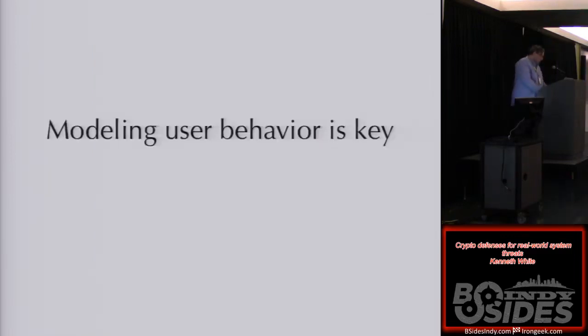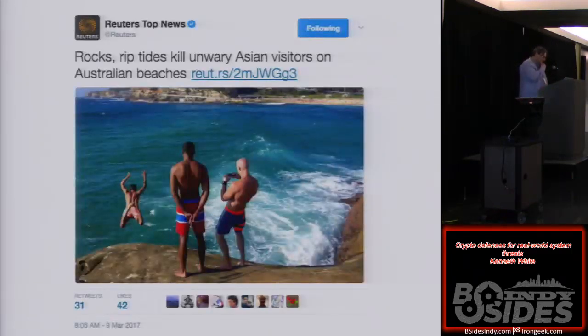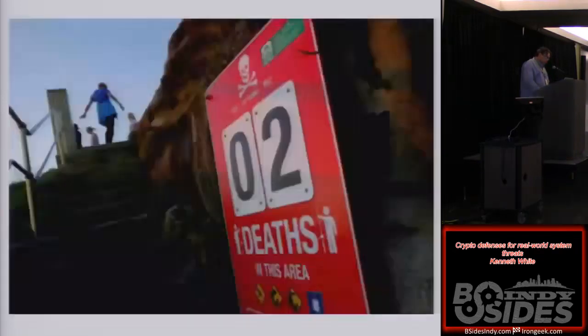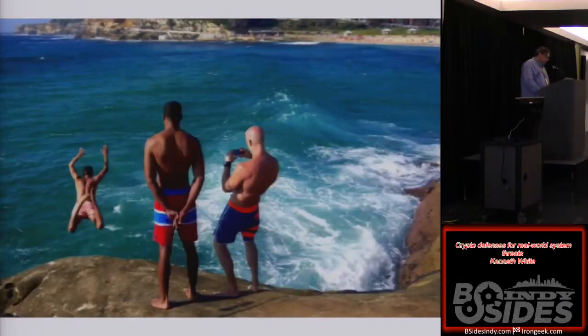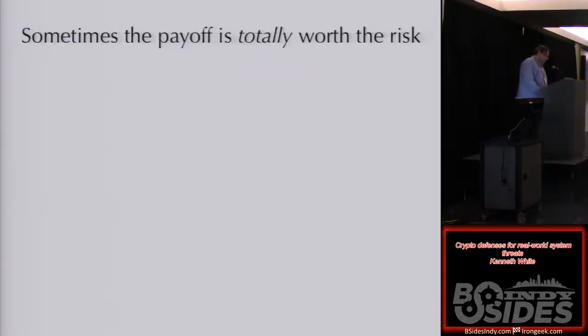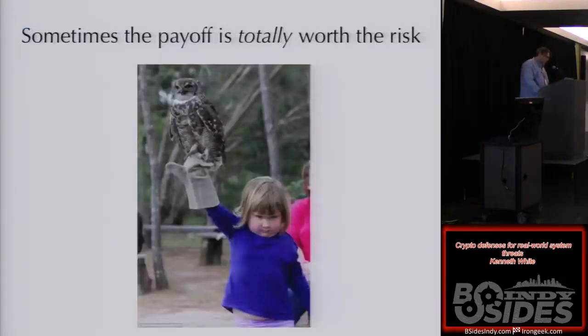You also have to model user behavior, the users that you serve, right? I love that one. Rocks, riptides kill unwary Asian visitors on Australian beaches. Well, there's a sign, right? That had to help a little bit. I love the guy on the left just going for it. The dude on the right taking pictures. The guy on the right's got management written all over him. But these are risk and reward ratios, and sometimes the payoff is totally worth the risk. Look at the face on the little girl. She is ready for action.